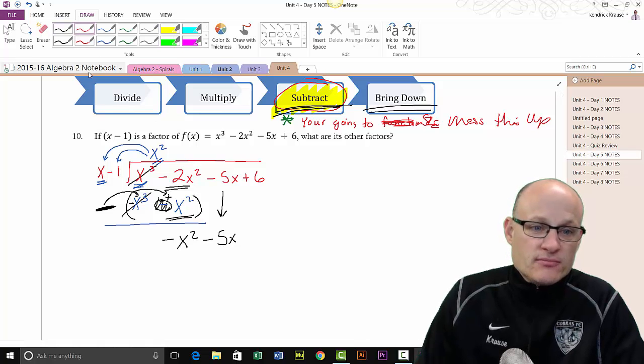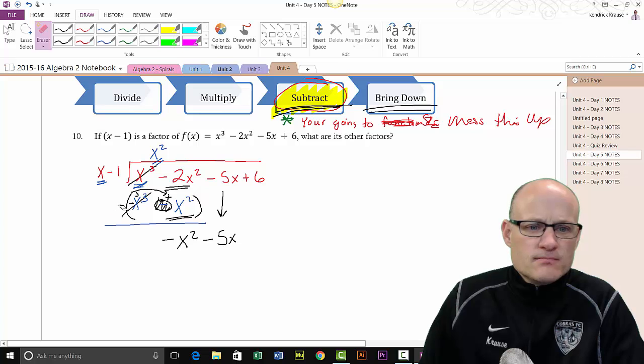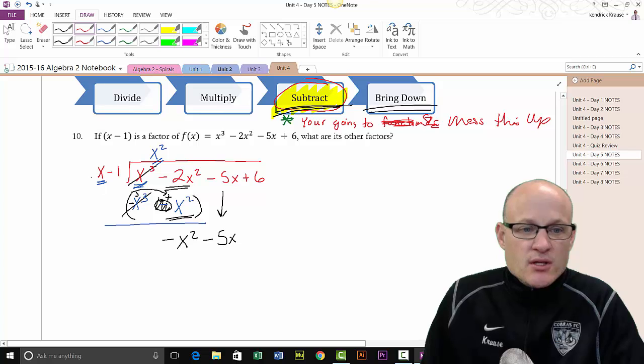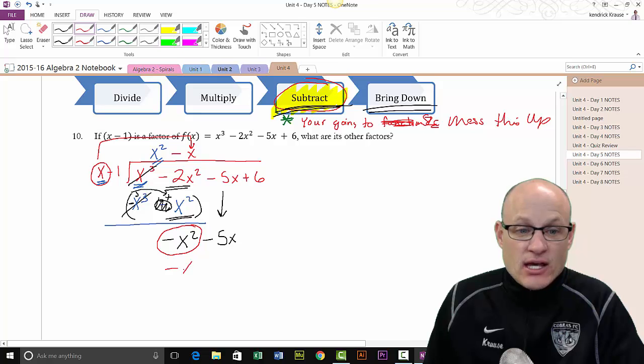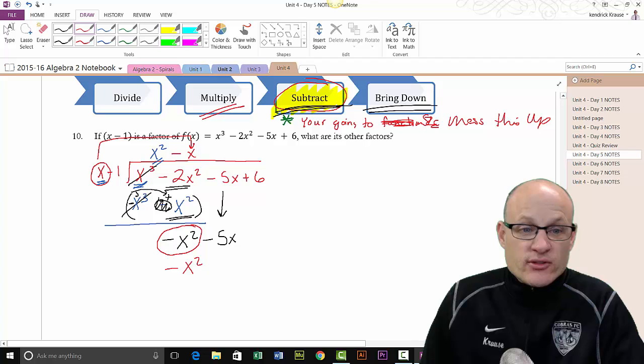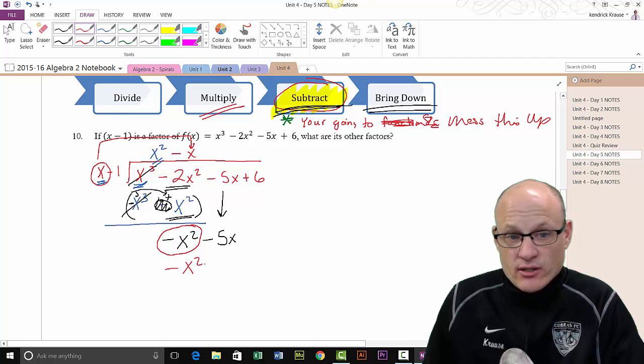And then go ask yourself, how many times, you're going to take negative x squared and divide it by x. Well, that's minus x. Or another way to think about it is x times negative x is negative x squared. That's the next step, multiply. So negative x times x is negative x squared.